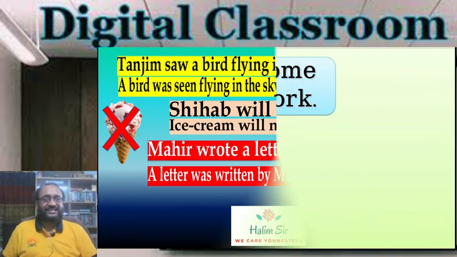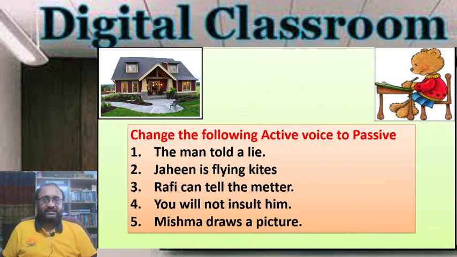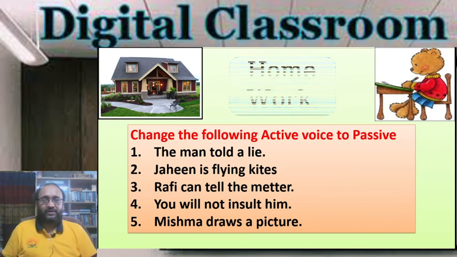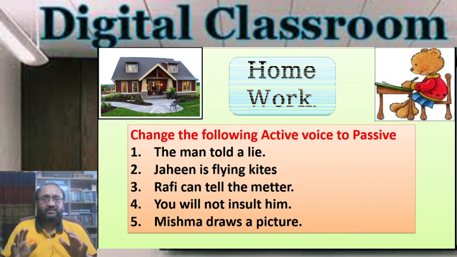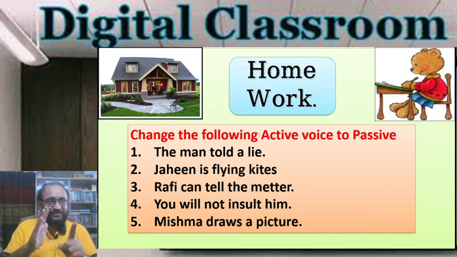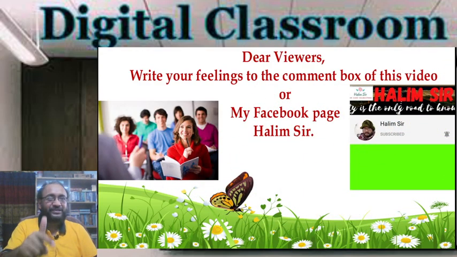Okay, I think it's very much clear to you, isn't it? So I have given 5 homework. Change the following sentences from active voice to passive. Number 1, the man told a lie. Number 2, Jahin is flying kites. Number 3, Rafi can tell the matter. Number 4, you will not insult him. Number 5, Mishma draws a picture. Quickly finish the sentences into passive voice and write the answer on my Facebook page or in the comment box of this video.